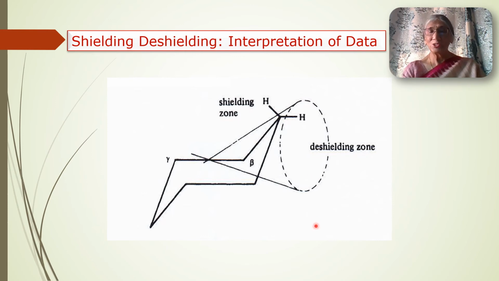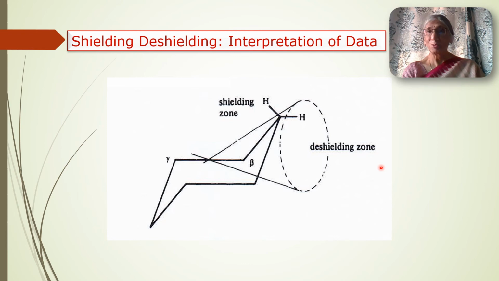But at room temperature, this chair flips to the other chair. So all the axial bonds become equatorial and equatorial protons become axial protons. So at room temperature, we cannot distinguish between axial protons and equatorial protons. But at a very, very low temperature, NMR is a tool by which we can distinguish between axial protons and equatorial protons.